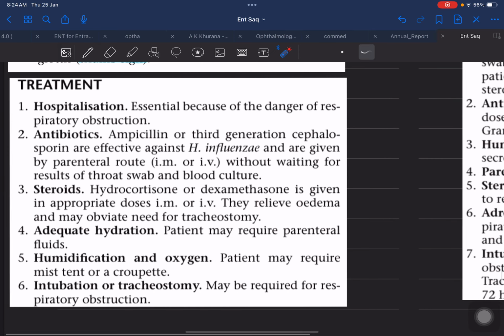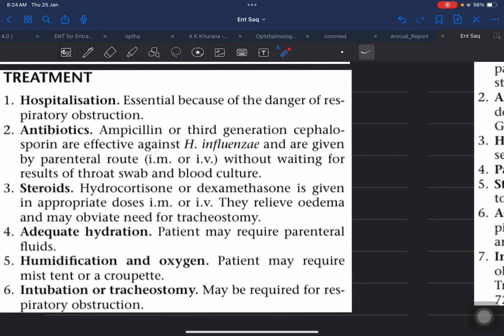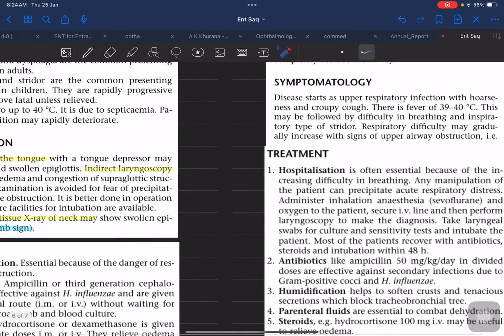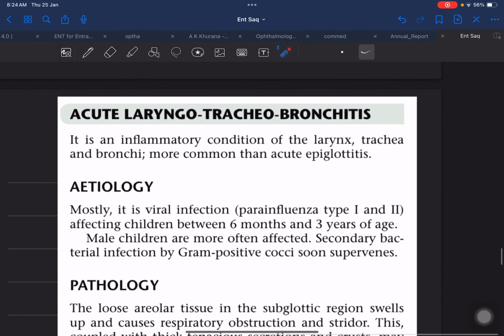We can do hospitalization, emergency intubation, we can provide antibiotic, that is ampicillin or third generation cephalosporin, we can provide steroid, dexamethasone and hydrocortisone. Adequate hydration is important, humidification and oxygen is important. So these were the treatment of acute epiglottitis.